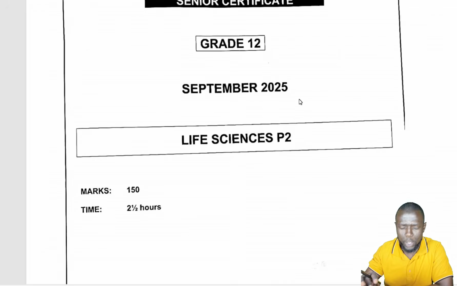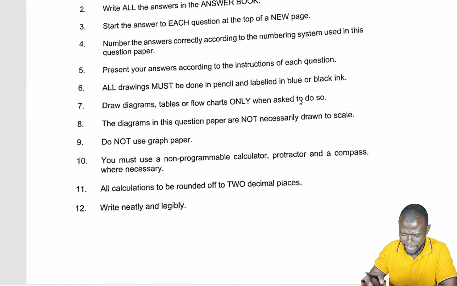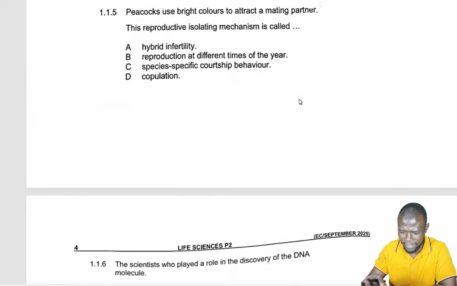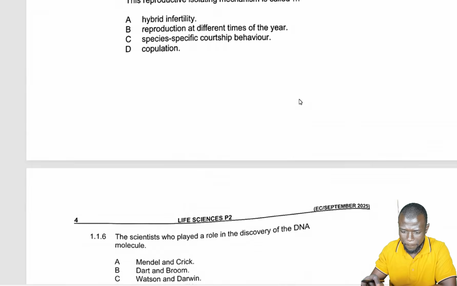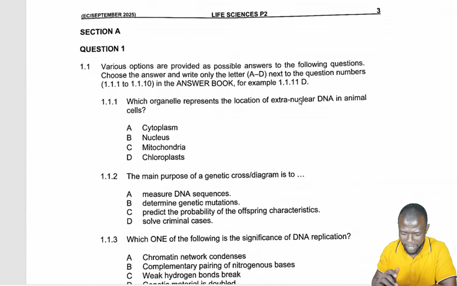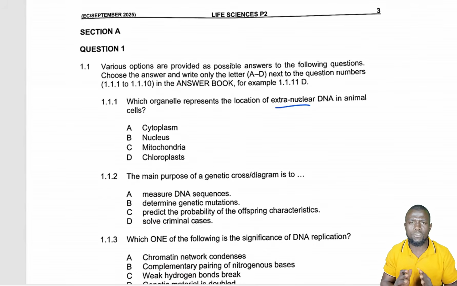Let's go to question number one, and then we see what exactly they are talking about. Question number one: Which organelle represents the location of extra nuclear DNA in animal cell? When you talk about extra nuclear DNA, remember that we have three kinds of DNA.